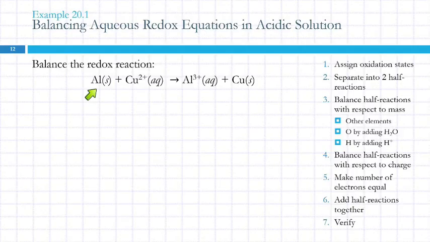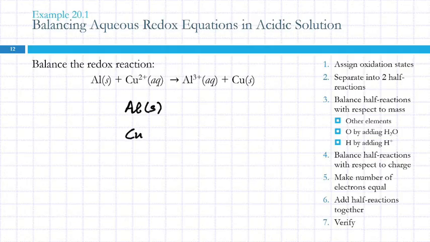What's the oxidation state of Al? 0. How about Cu2+? +2. How about Al3+? +3. How about Cu? 0. Yeah. Well, on this one, it's super easy. If you want to ask that on one of the more complicated ones, we'll do it, but only if you ask, because otherwise I won't.